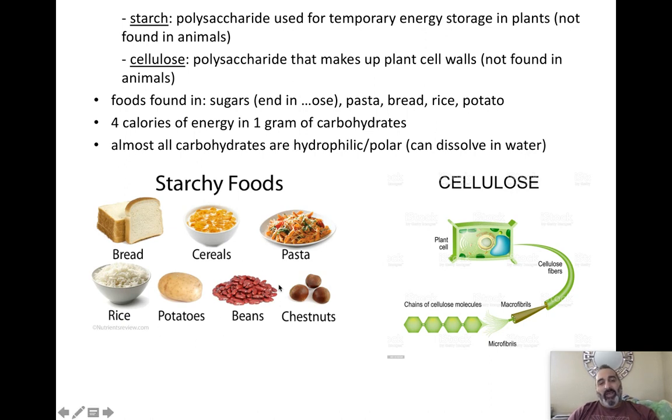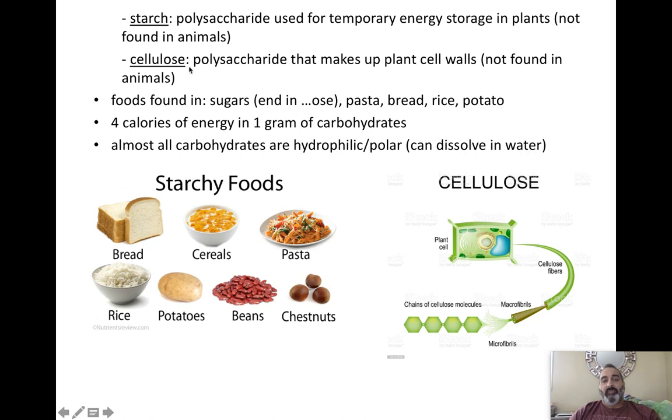Beans are about half protein, half carbohydrates, so they have a decent amount of them. Certain nuts have some starch in them. Pasta has a lot of starch in it. Cereals are very starchy. Corn is another starchy vegetable too.